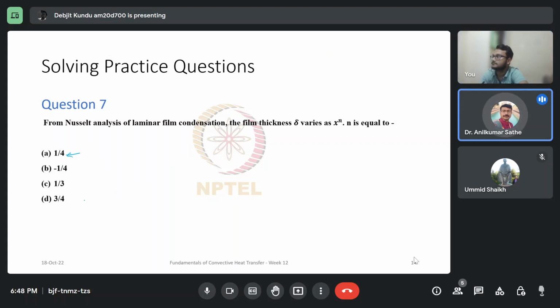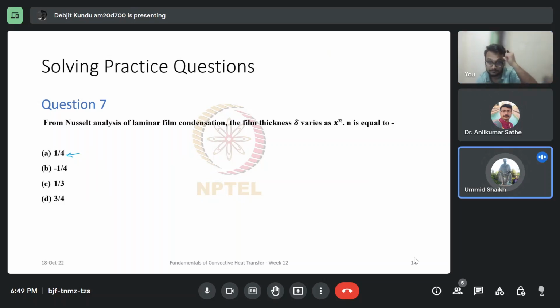Not exactly. Is that your answer? Can't recall. Okay. So if we look at the correct solution, 1 by 4 is the correct answer. So delta was proportional to x to the power 1 by 4. It came directly from the laminar film condensation analysis.